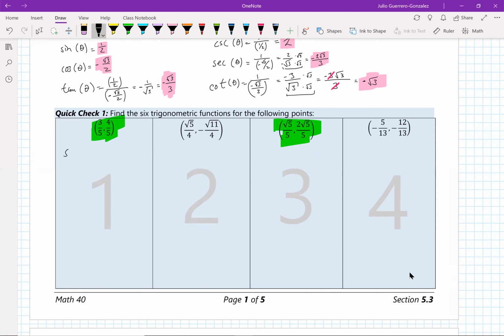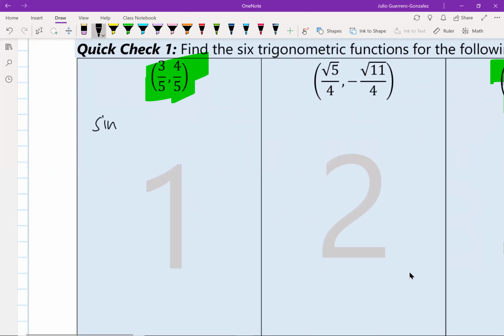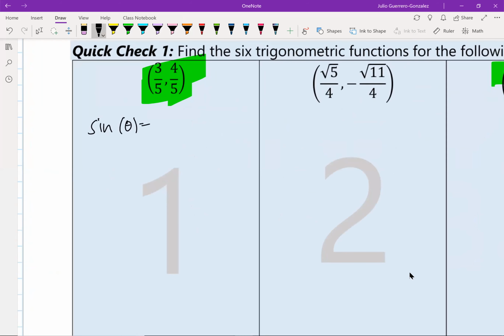So sine for this one is 4/5, right? The cosine of the angle is 3/5. Those are two easy ones, right? Now, tangent of theta. Now we have to do the sine divided by the cosine, or the y divided by the x. So here's where we have to do 4 over 5 divided by 3 over 5.